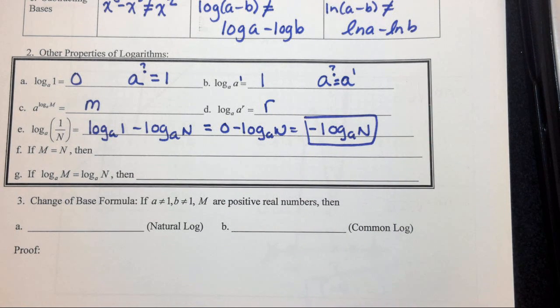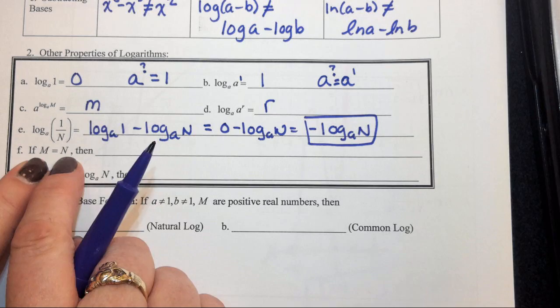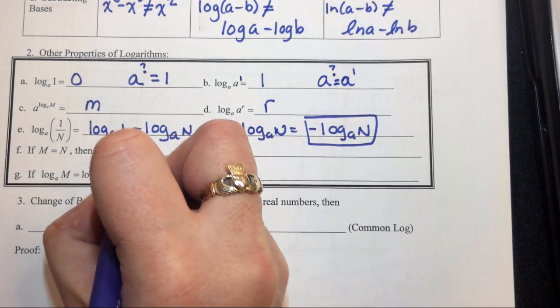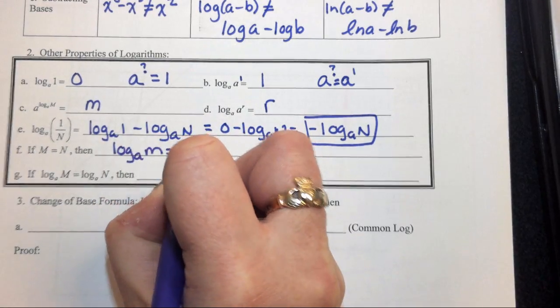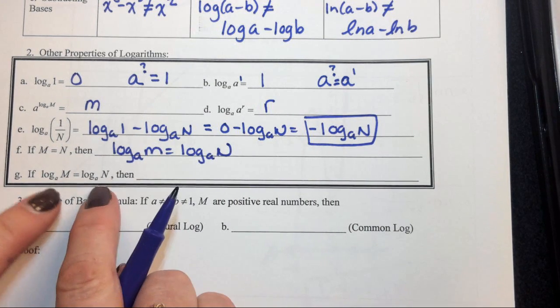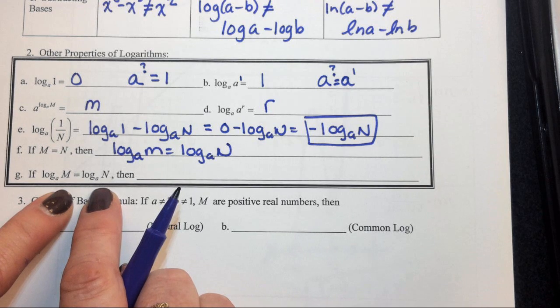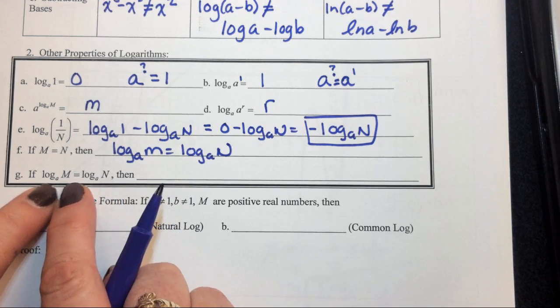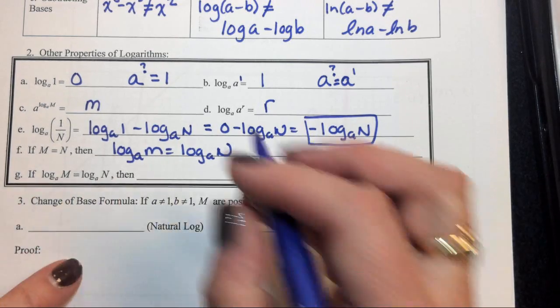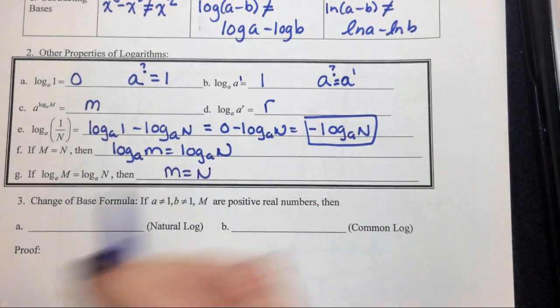So another property we'll be using when we get into solving equations. Just like you can add and subtract to both sides of an equation, if m is equal to n, you can take the log of both sides of the equation. So we can write this as log base A of m is equal to log base A of n. You can take the log of any base of both sides of the equation. Kind of the reverse of that. If log base A of m is equal to log base A of n, then what's the relationship between m and n? M has to be equal to n.